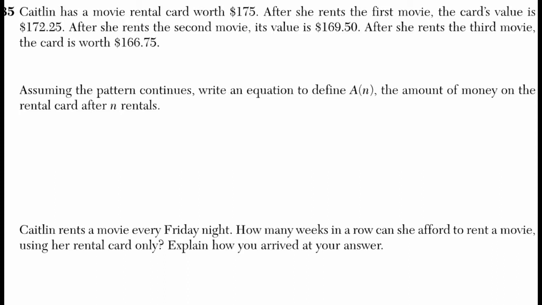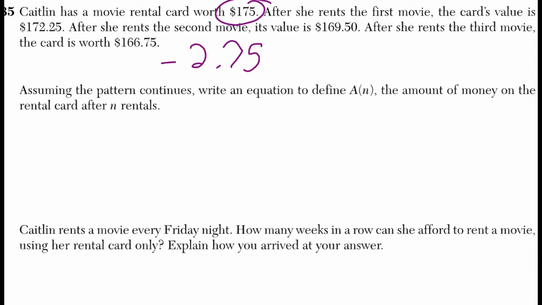The last question, Caitlin has a movie rental card worth $175. That's her initial amount, that's her starting value, which means it's a y-intercept. After she rents the first movie, the card went down to $172.25, so she lost 2.75. Then she rented another movie and it went down another 2.75. Then it went down another 2.75.